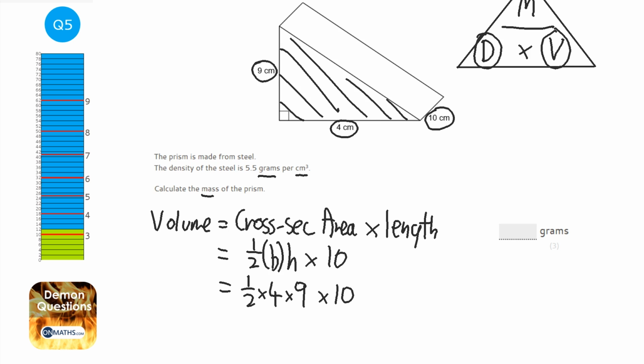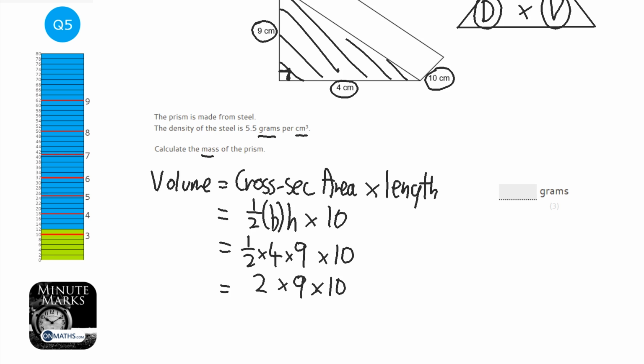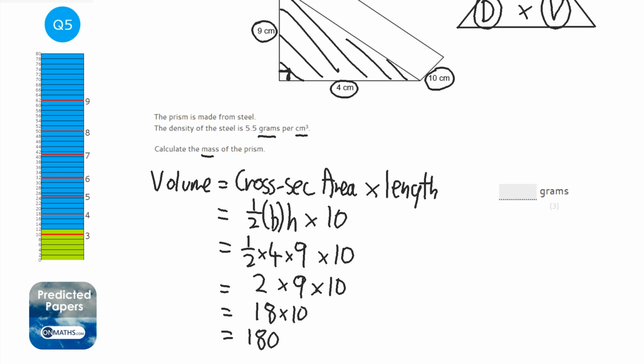Now the reason I know the height is 9 is that it hits the base at right angles, and that's really important. The base and the height must be at right angles, and don't forget to halve it. Now what I can do here is something quite sneaky. I do half times the 4 to get 2, and that saves me timesing some big numbers together just to halve it. So 2 times 9, which is 18, times 10, which is going to be 180, or you can just type it into the calculator if it's on the calculator paper.